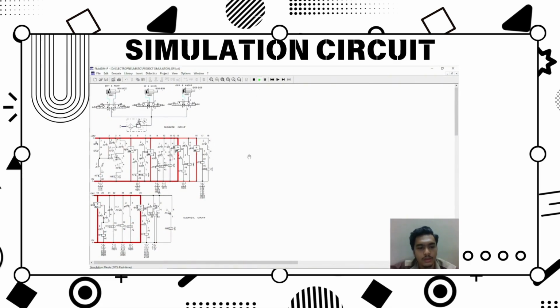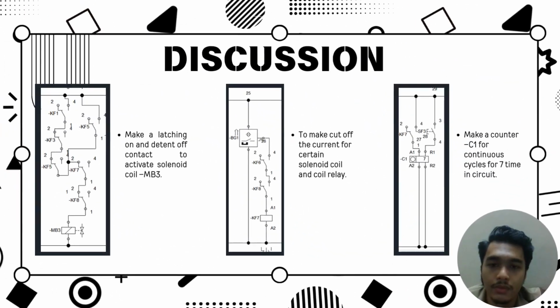And as I said before, -C1 will close contact after the -C1 counter counts 7 cycles or 7 times, and the push button -SF3 is a reset button, so the simulation can operate again if we push -SF1 and -SF2 both. So I will continue with the discussion part.